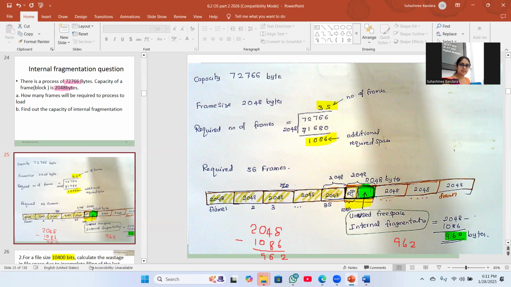So when we are going to use 36 frames or blocks, both are the same: frames, blocks, pages, we are using these keywords as the same at this moment. But later on, we will discuss the differences between blocks, frames, and pages. So just keep in mind, blocks equal to frames equal to pages.